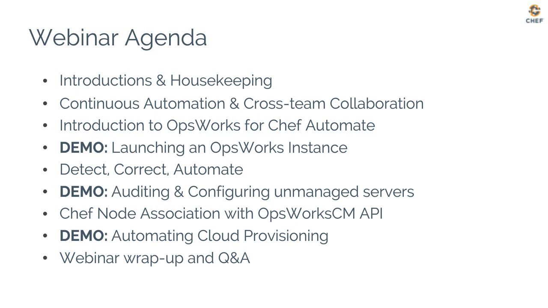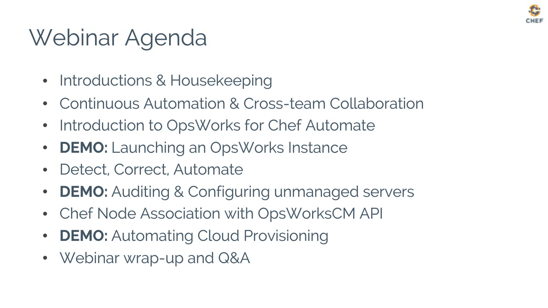Finally, we'll talk a little bit about some of the extra features of using OpsWorks for Chef Automate, and in particular, being able to set up automatic Chef node association using the OpsWorks Configuration Management API. With that, we'll demo creating a new auto-scaling group and make sure that our systems are configured and audited before we wrap up the webinar and dive into your questions.